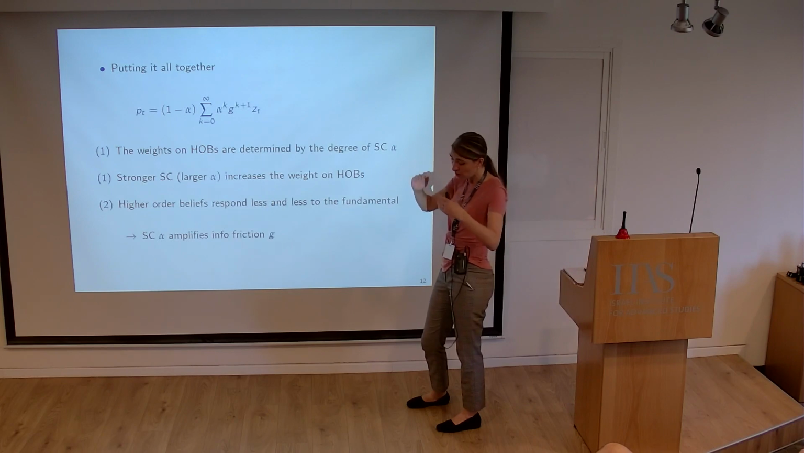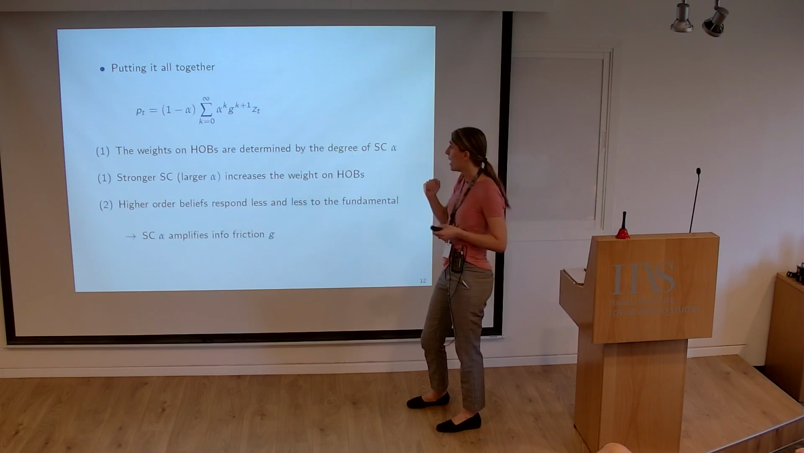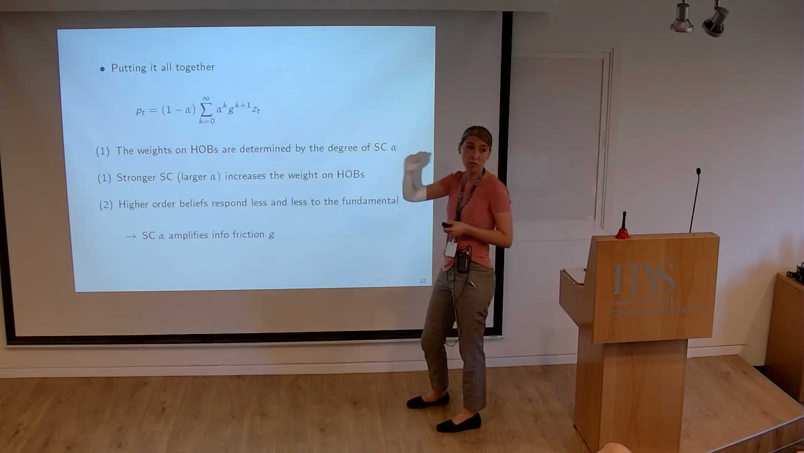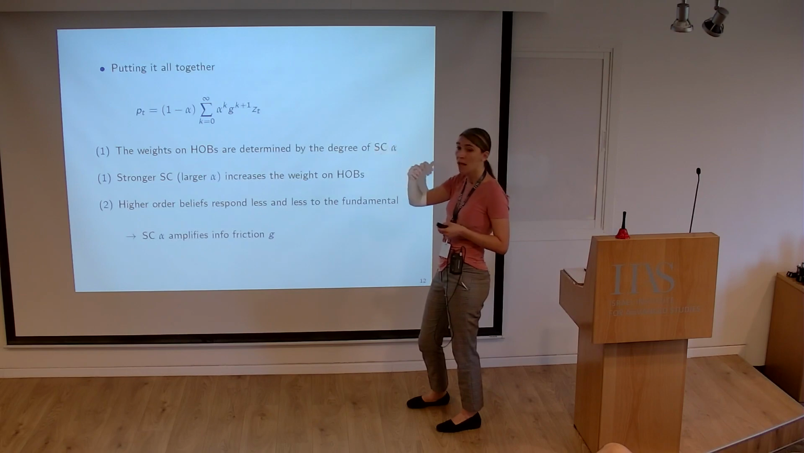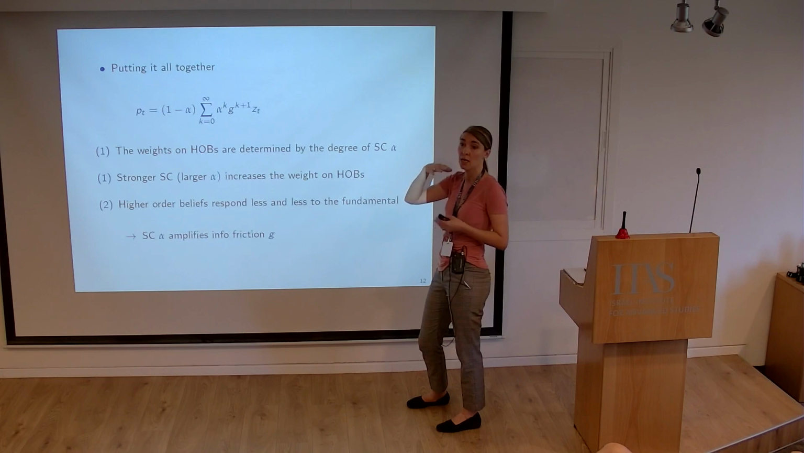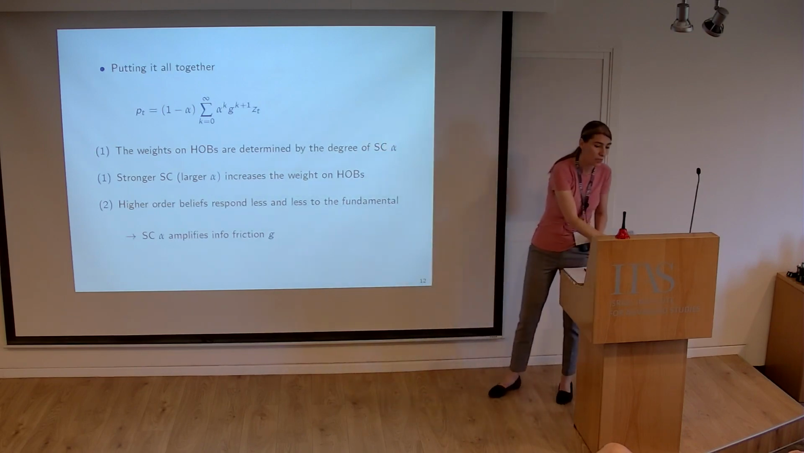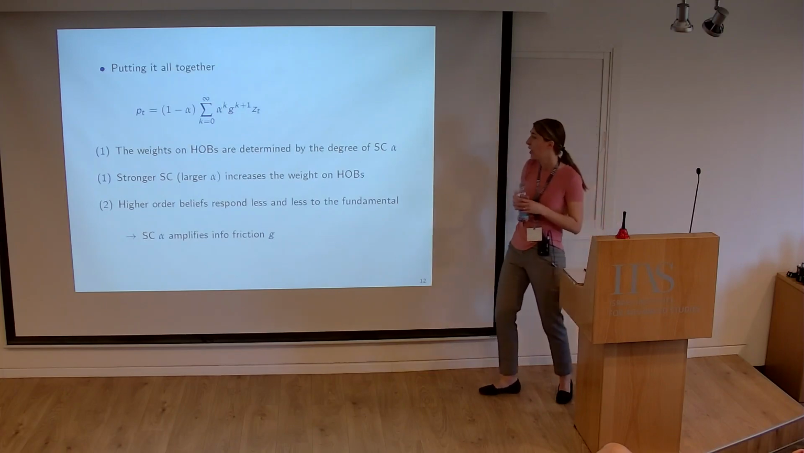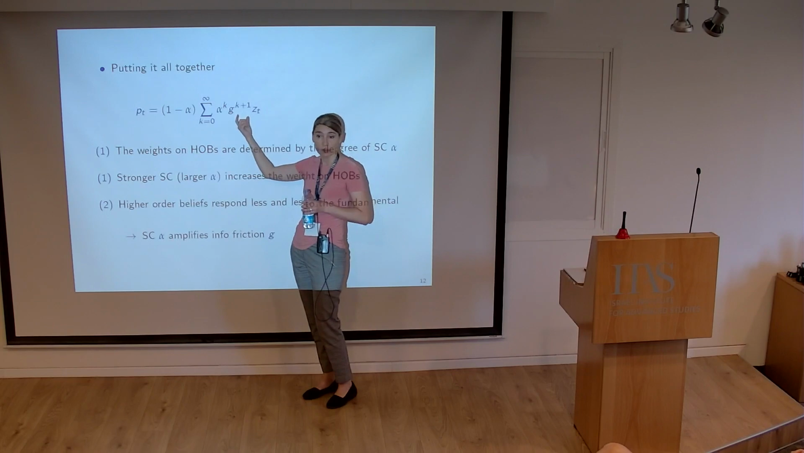Okay, so as I mentioned, stronger strategic complementarity means that the aggregate outcome is going to put higher weight on higher order beliefs, right? But higher order beliefs respond less and less to the fundamental. So stronger strategic complementarity is going to give you an aggregate outcome that puts more weight on these less responsive higher order beliefs, that is, that basically responds less to the fundamental. Okay? So this is how strategic complementarities amplify the information friction itself, right?